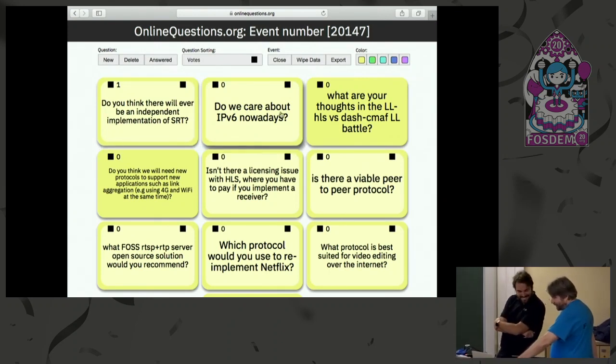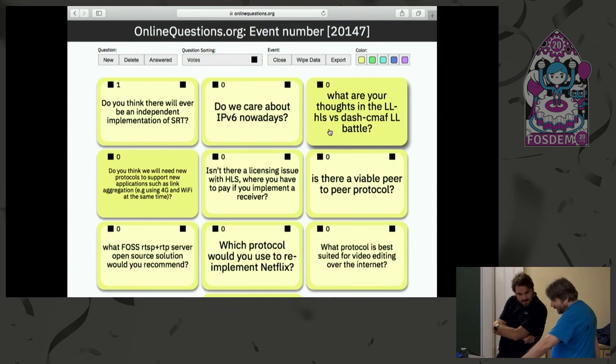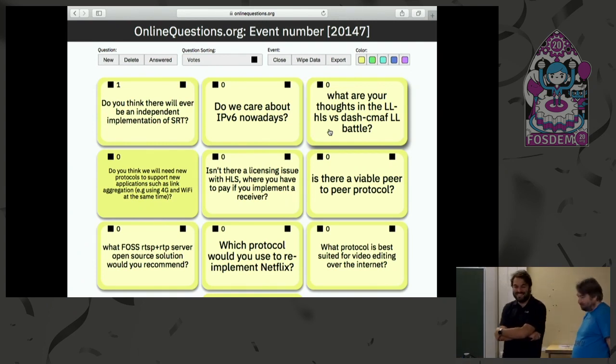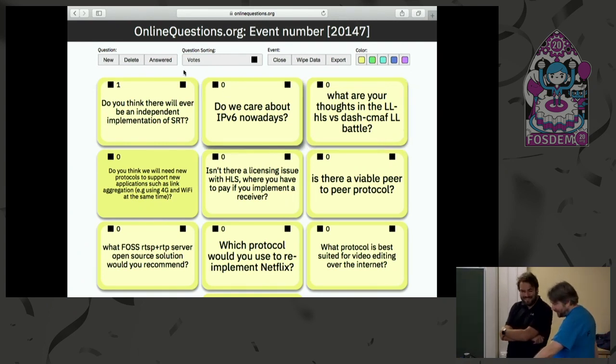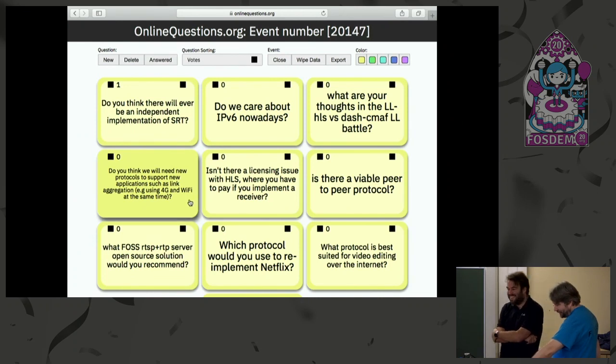It works, yeah. What are your thoughts on the LL-HLS, low latency HLS versus DASH-CMAF low latency battle? I don't have great thoughts about this. It's all the same to me. All the same? It's all the same, really.